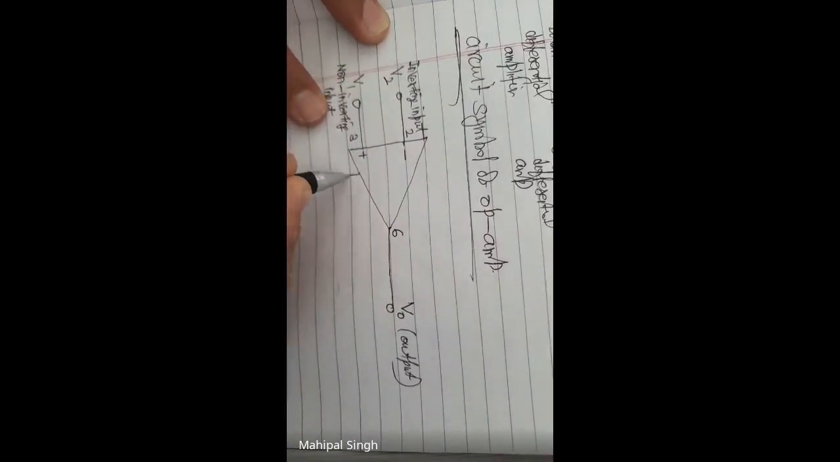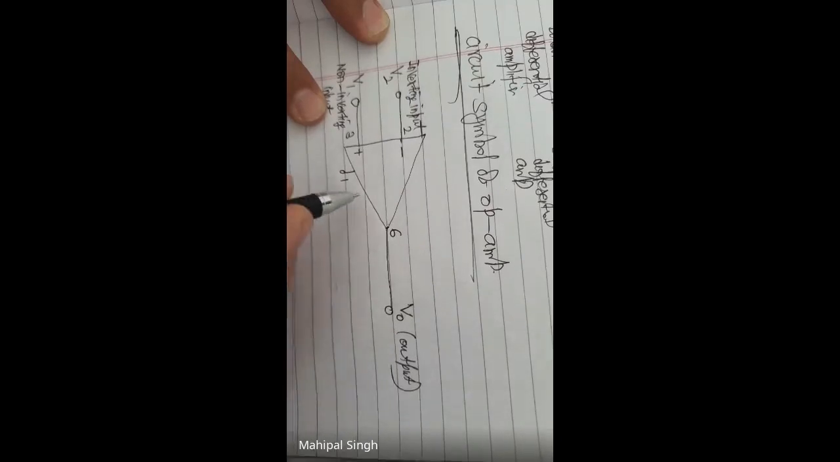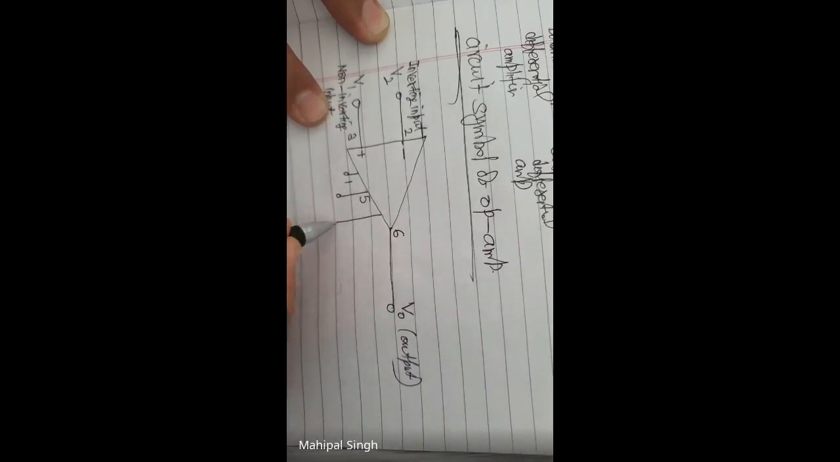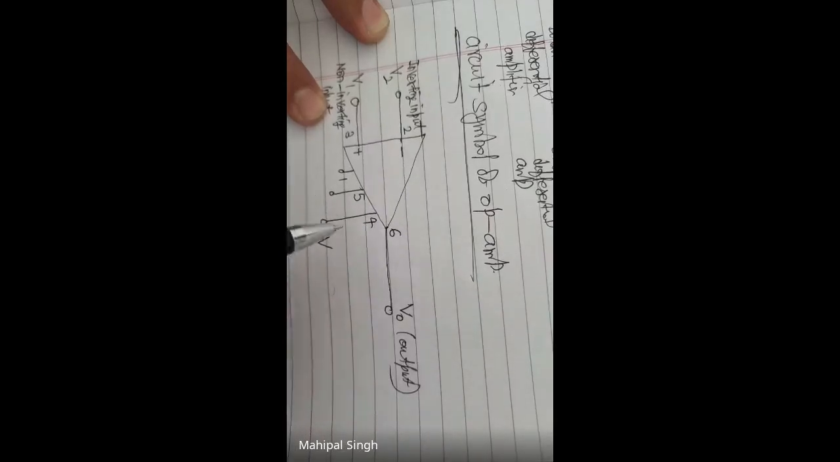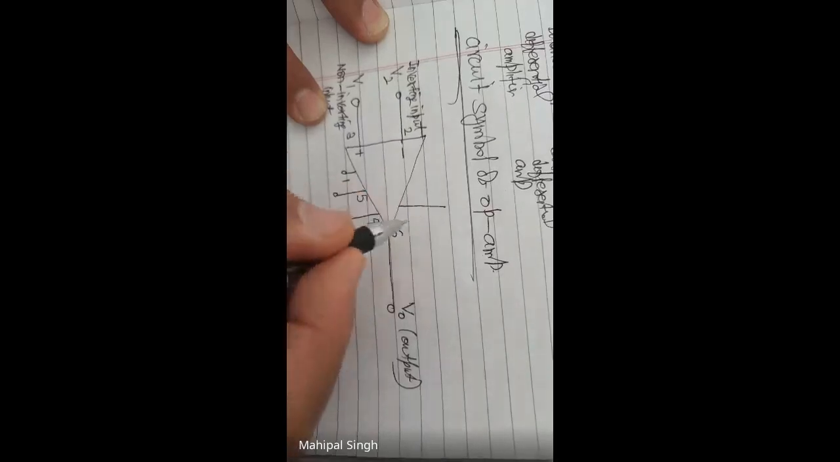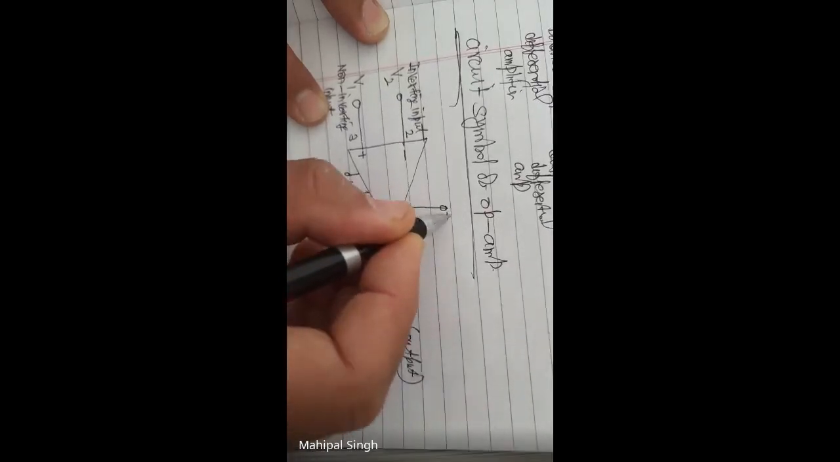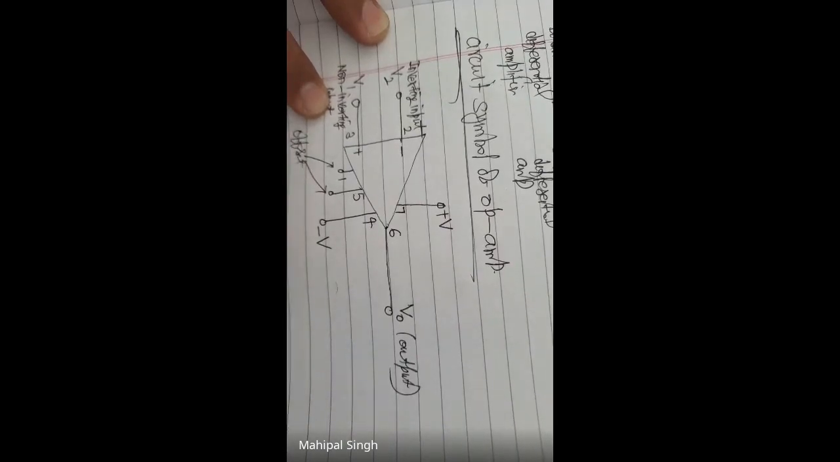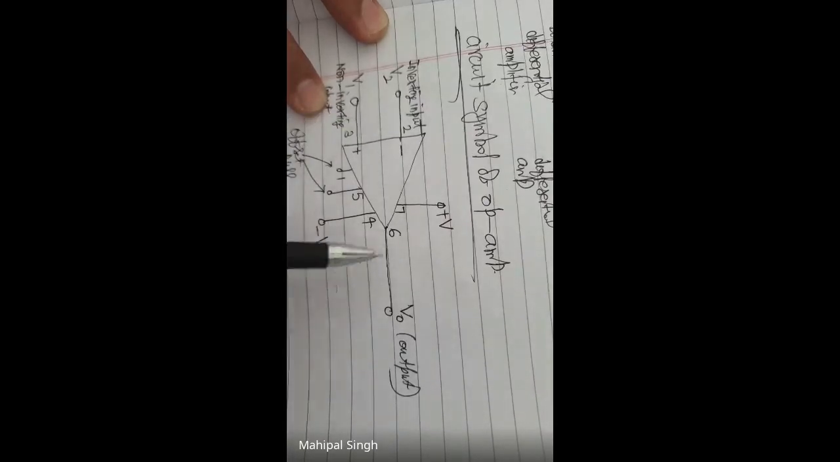This is number 1. This is 5. This is 4, this is minus V. And terminal number 7 is plus V. This is basically offset null. What is offset null? We will discuss after some time. This is the circuit diagram or circuit symbol of the operational amplifier.